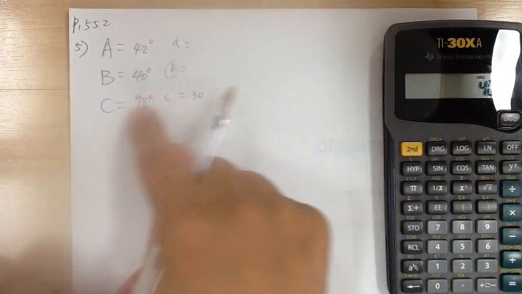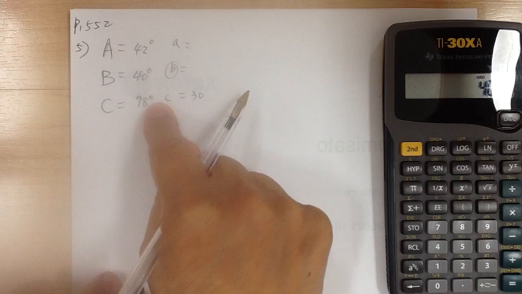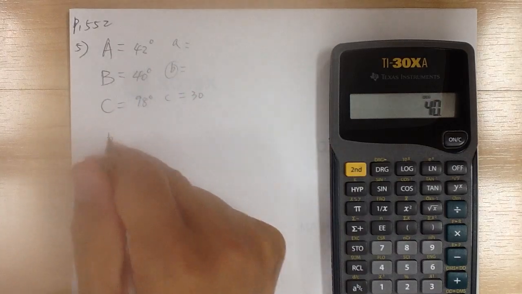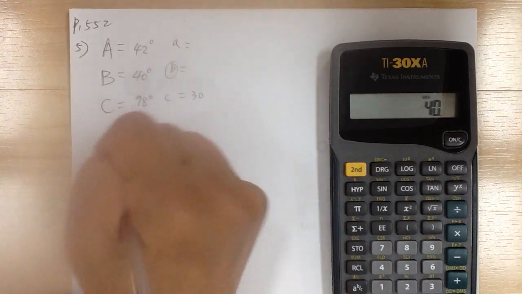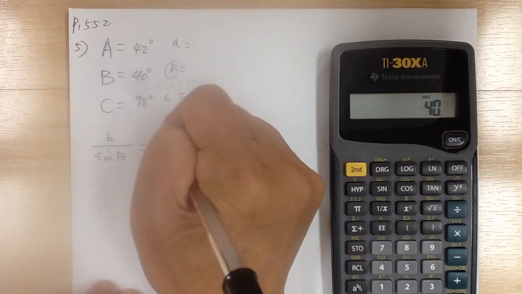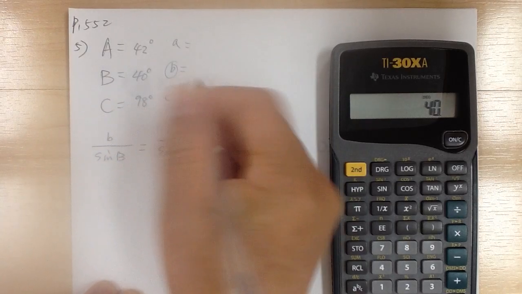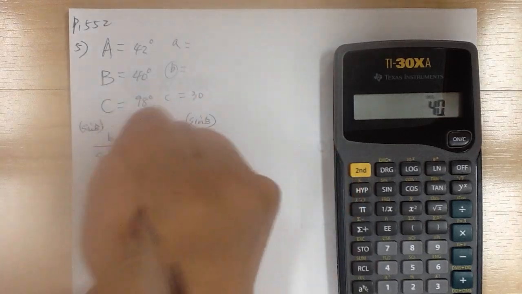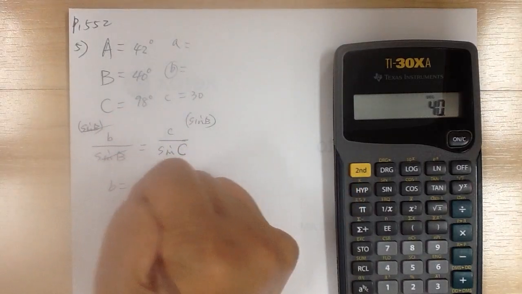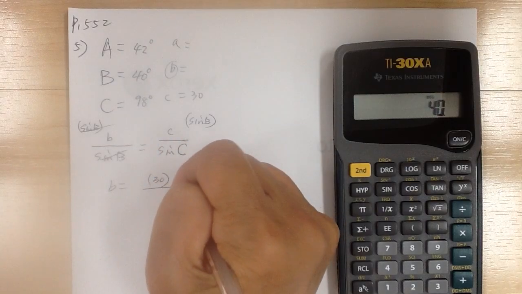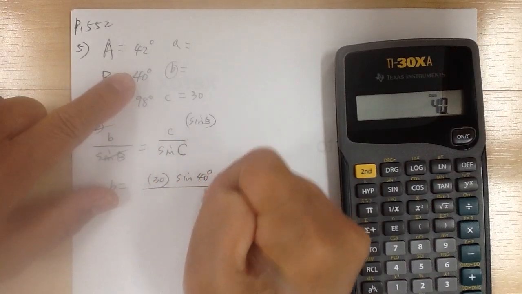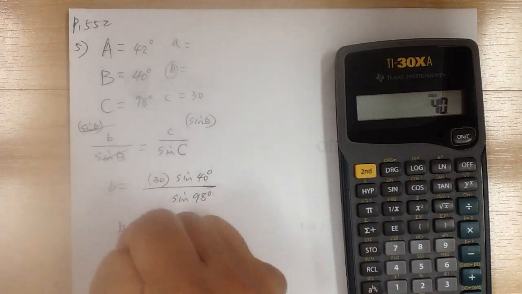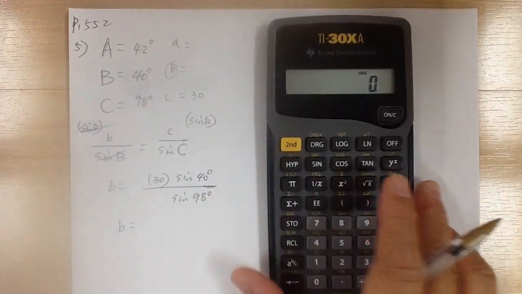Now we have two of the same letter, right? So when you have two of the same letter, you have to use law of sine. And since you're looking for B, write down whatever you're looking for first, that would be easier to solve. So B over sine B equals C over sine C. Again, multiply by sine B to get rid of that. So you get B equals C, which is 30, times sine of 40 degrees over sine of 98 degrees. So get your calculator and punch in all the numbers.